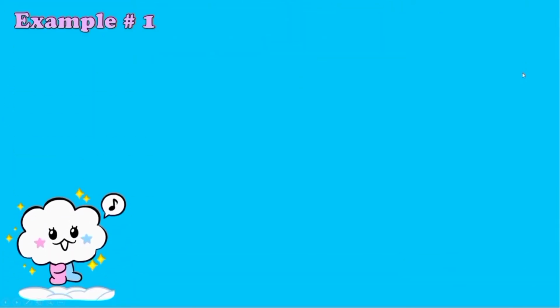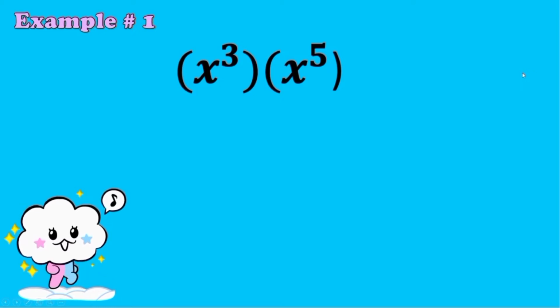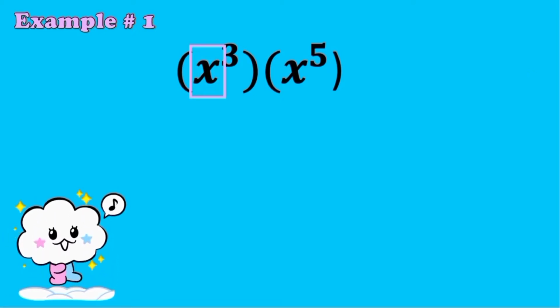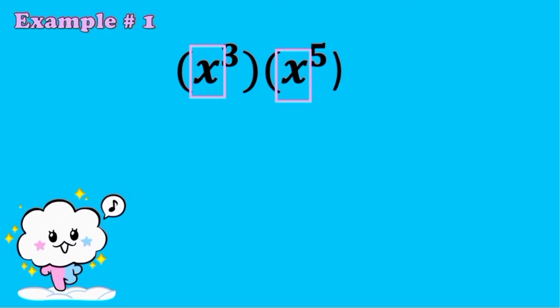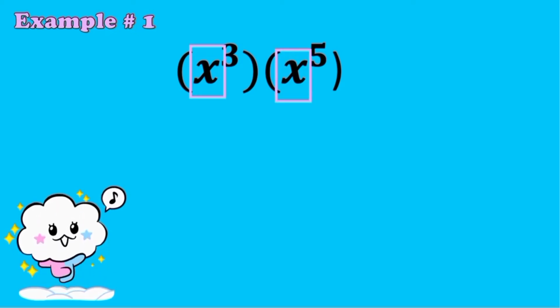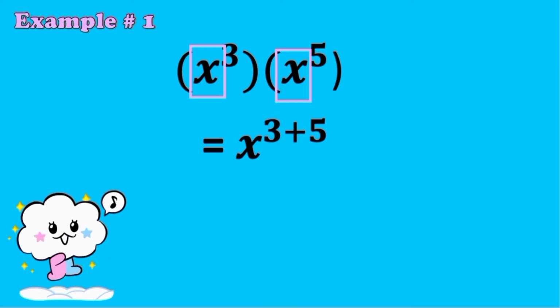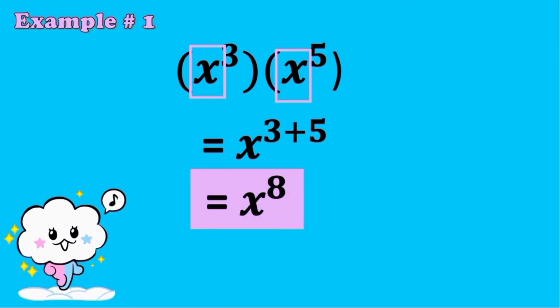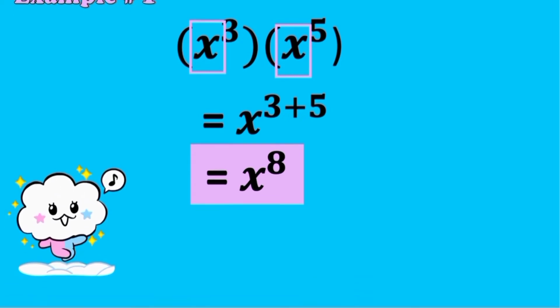Example number 1. x cubed times x to the 5th power. In our given example, we have the same base, which is x. So all you have to do is add its exponents, that is x to the 3rd power plus 5, giving us the answer of x to the 8th power.